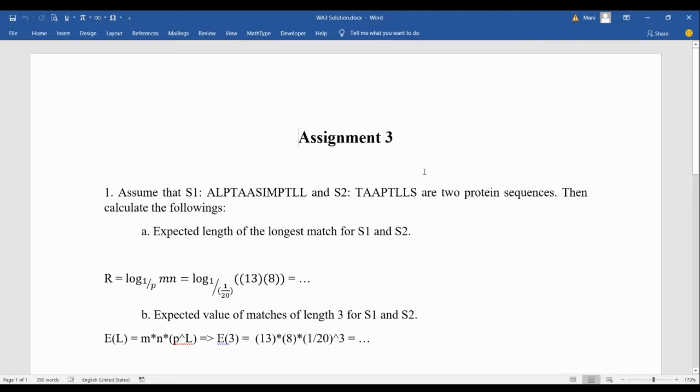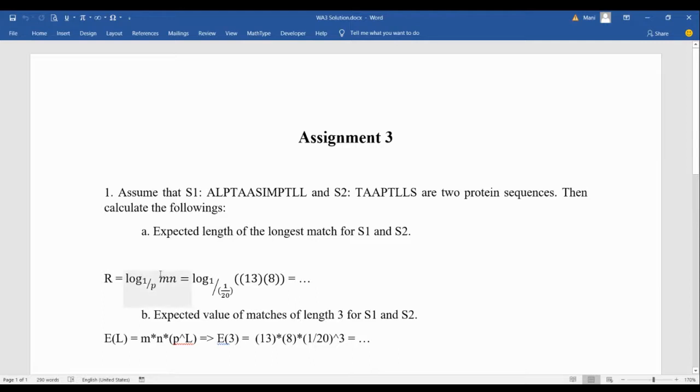We didn't say, for example, T has higher chance to appear more than A, or, for example, for P, we can see 5% in the database. We didn't say anything about it. All of them have the same chance to appear. So 1 over 20 means one amino acid over all possible amino acids, which we have 20 of them. So this is the base of the logarithm.